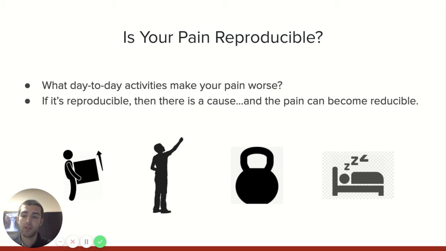And the biggest thing we do here at physical therapy is that we determine what structures and what activities are producing your pain, and we can figure out a plan to reduce that pain. So think about it, what day-to-day activities, what things really bring on your pain and really make your pain worse.